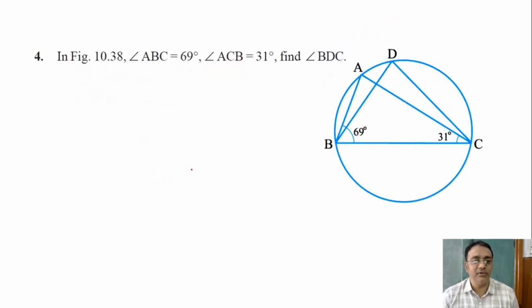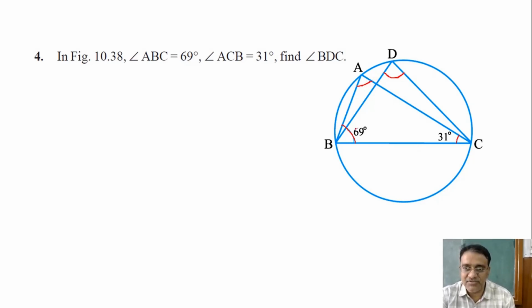Now we'll move towards the fourth question. In figure 10.38, angle ABC, this complete angle, is 69 degrees, and ACB is 31 degrees. Find BDC. This angle we have to find. So what we will do, we will first find this angle.